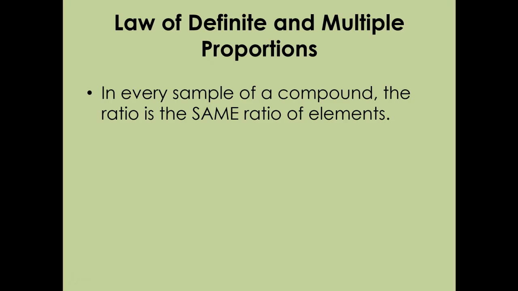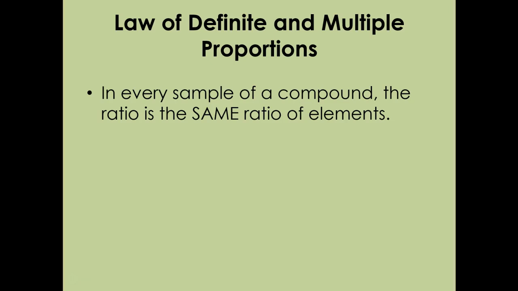So in other words, if I've got a pure substance, sodium chloride, in any sample of sodium chloride, the ratio of sodium to chlorine is always going to be the same by mass. If I have a pure sample of water, then the ratio of hydrogen to oxygen in that sample of water is always going to be the same.